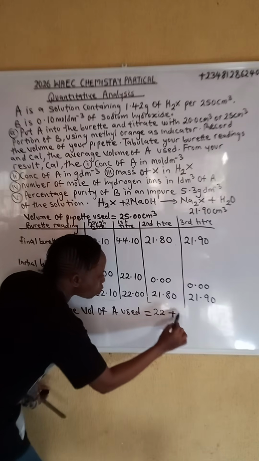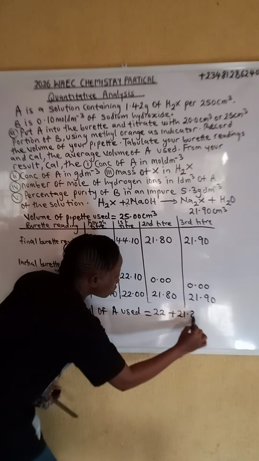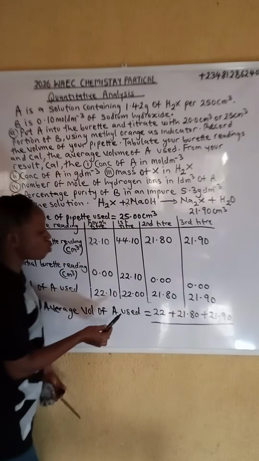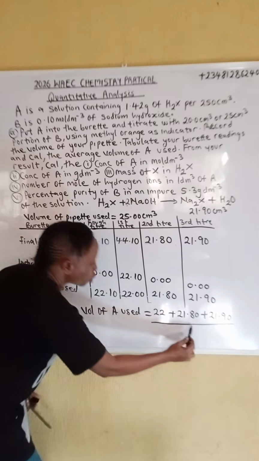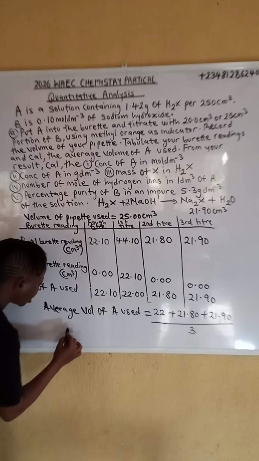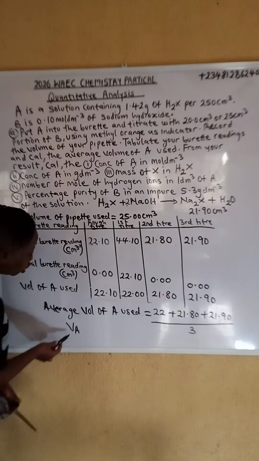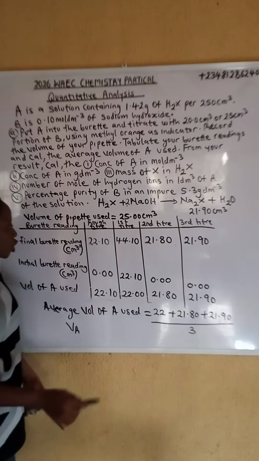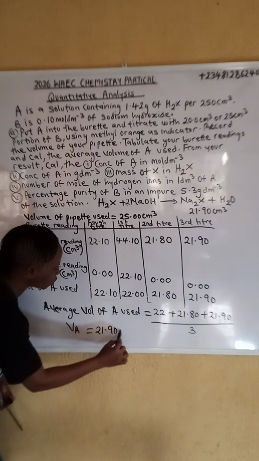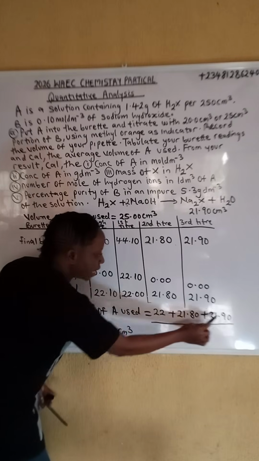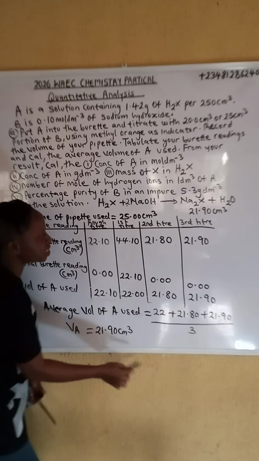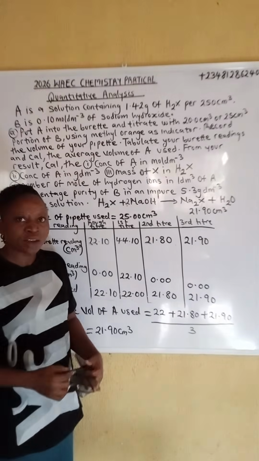22 plus 21.80, then plus 21.90, then divided by what? You use how many values? 3 values, so divided by 3. By the time you divide this by 3, the volume of acid used, VA, is the volume of acid used. So the volume of acid used will be equal to 21.90 centimeter cube. That is, add everything together and divide by 3. You are going to come back to 21.90 centimeter cube. That is your school titre value.